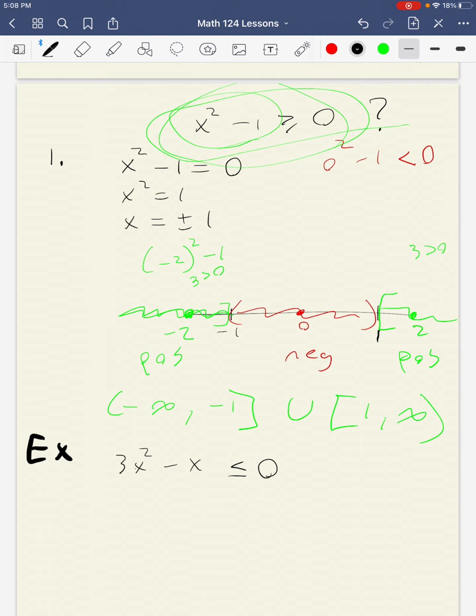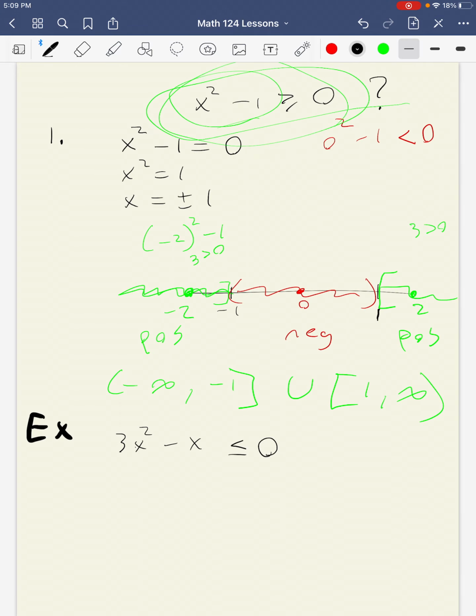Okay, let's solve this one. What is 3x squared minus x less than or equal to 0? Well, first, step one is we want to solve when it will equal 0, because that will give us the key points when we cross the x-axis.